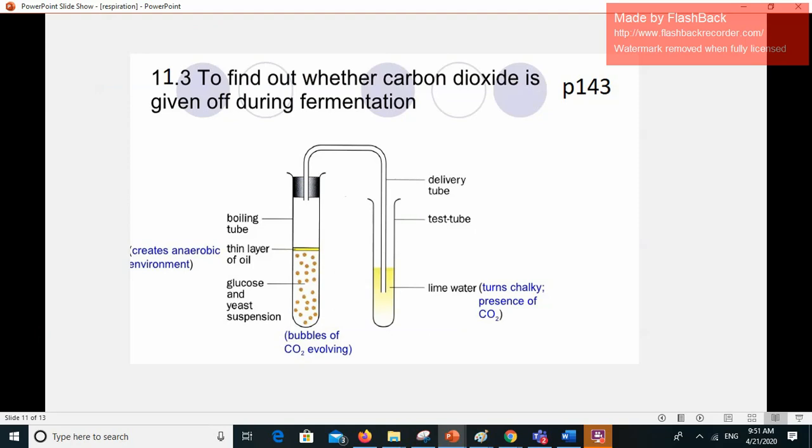This investigation proves that the gas that is given off by respiration is carbon dioxide. As we know, we have a test for oxygen, which uses a lighted splint or glowing splint, and we have a test for hydrogen, the lighted splint pop. It gives a squeaky pop sound. And the test for carbon dioxide is by using lime water.